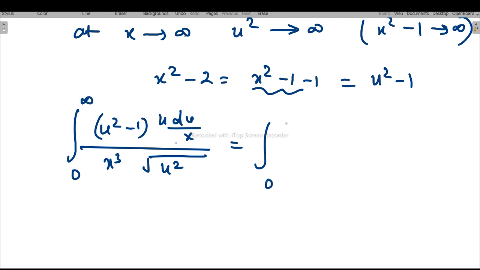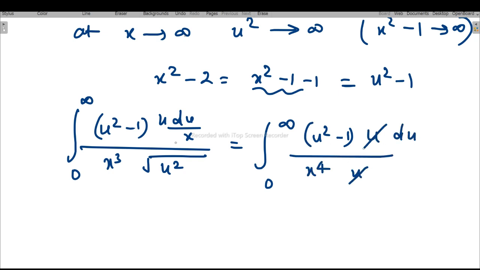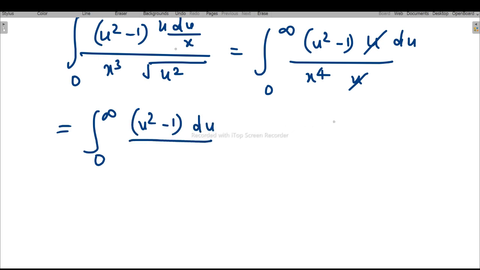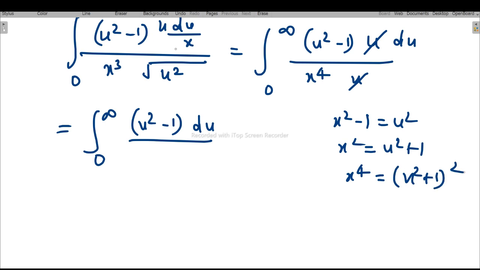So this can be written as the integral from 0 to infinity of (u square minus 1) times u du over x raised to power 4, and the u gets cancelled. So we can write again the integral from 0 to infinity of (u square minus 1) du over x raised to power 4. We have taken x square minus 1 equals u square, so x square equals u square plus 1. So x raised to power 4 can be written as (u square plus 1) whole square.